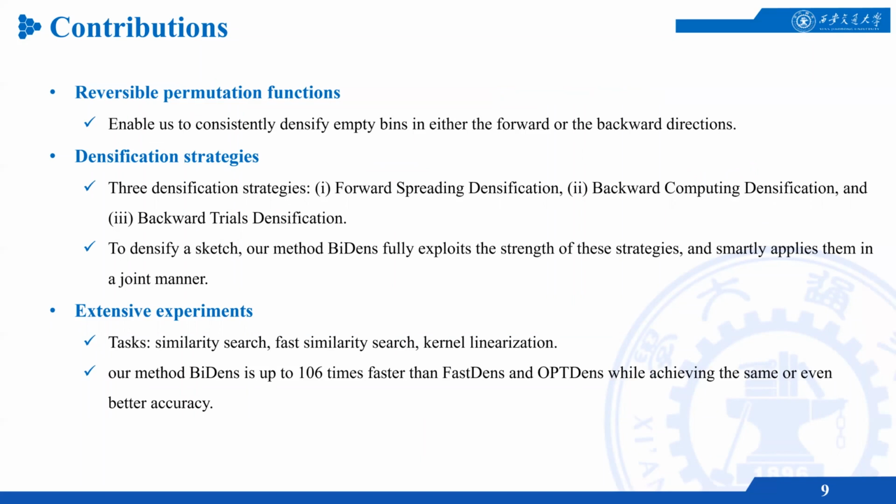Our contributions can be summarized as follows. First, we design reversible permutation functions, which enable us to consistently densify empty bins in either the forward or the backward direction. Second, based on our reversible permutation functions, we propose 3 densification strategies: forward spreading densification, backward computing densification, and backward trace densification. To densify a sketch, our method fully exploits the strengths of these strategies and smartly applies them in a joint manner.